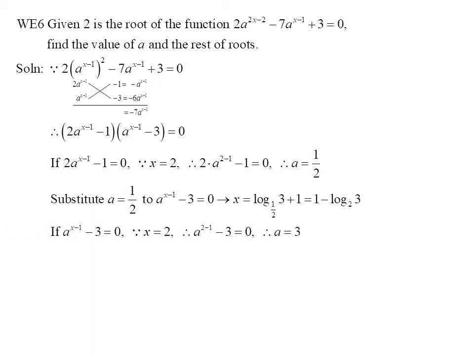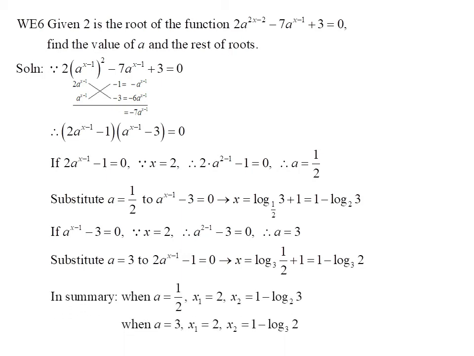When a to the power of x minus 1 minus 3 equals 0, based on x equals 2, we calculate that a equals 3. Then we substitute the obtained value of a, which is 3, into the equation 2 times a to the power of x minus 1 minus 1 equals 0. Hence, we find another root, which equals 1 minus logarithm base 3 of 2.